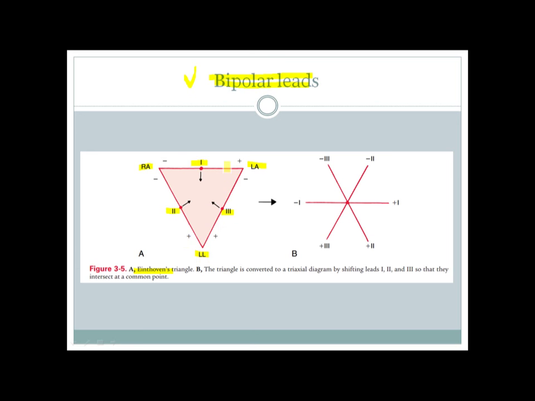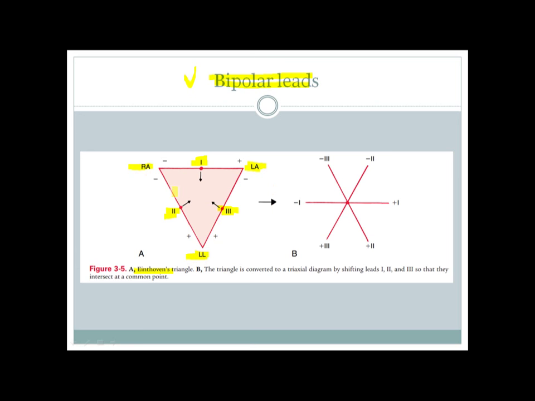Those leads measure the voltage differences between 2 limb electrodes. Lead 1 measures the voltage difference between the limb electrodes placed on the left arm and right arm. Lead 2 measures the voltage difference between the limb electrodes placed on the left leg and right arm. And lead 3 measures the voltage difference between the left leg and left arm.